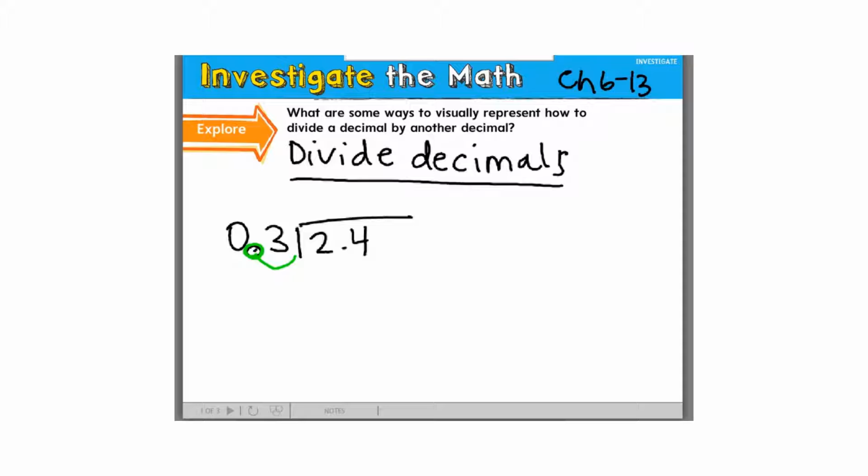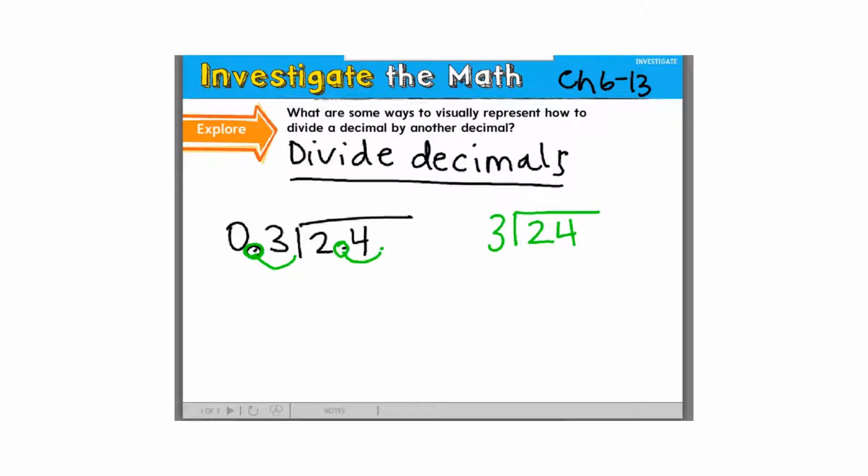For this example, I had to scoot it once. Sometimes you might have to scoot it twice. It depends on how many numbers are after that decimal point. But here I only scooted it once. So if I scoot that decimal once, that means I have to scoot this decimal once. And now my decimal point is here, and now this is really just like a 3. So if I rewrote my problem over here, this is now what I'm dividing.